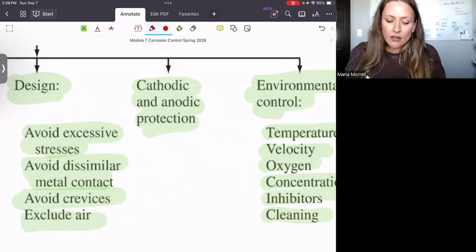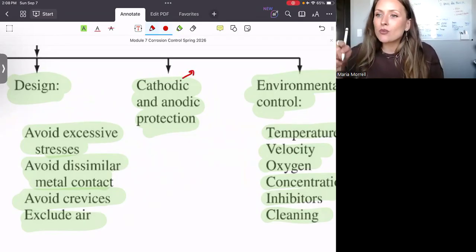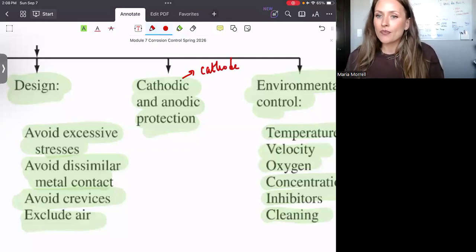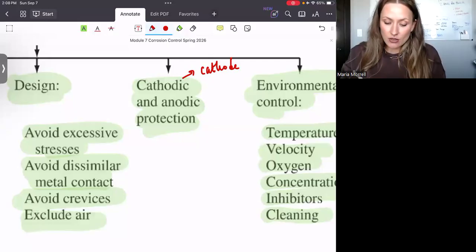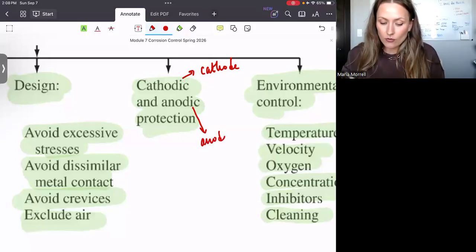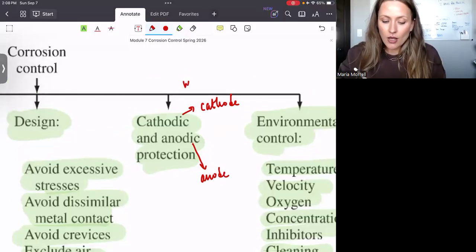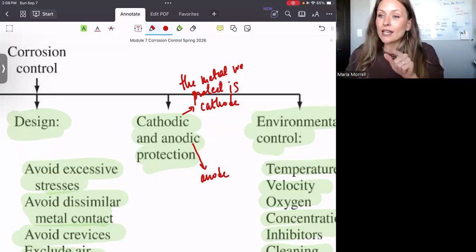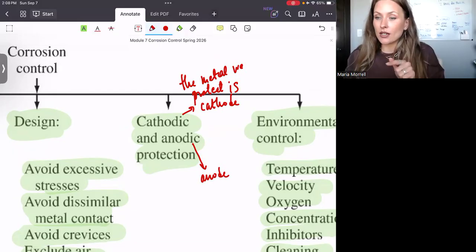Well, in cathodic protection, the metal that we protect serves as the cathode. Now, in anodic protection, the metal that we are protecting serves as the anode. So I'm going to say the metal we protect is the cathode, right? Now, in anodic protection, the beauty there is that you allow your metal to be an anode.